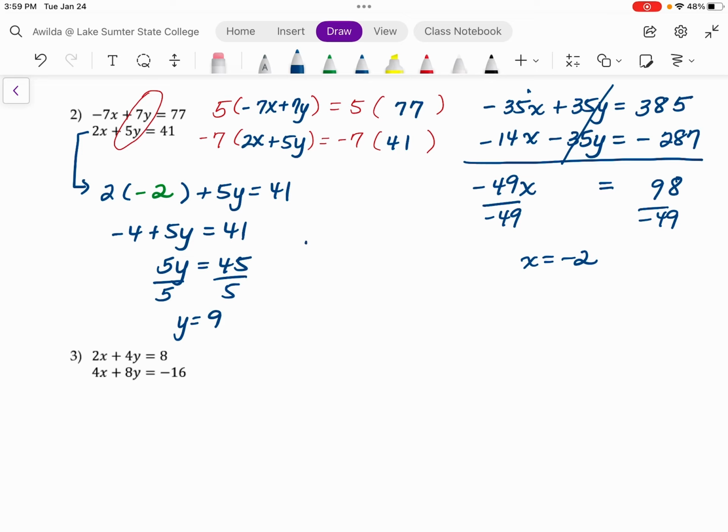So that means that we have a single solution. It is the ordered pair, negative 2 for x, 9 for y. And again, we're going to use the curly brackets to indicate that this is a solution set. Looks like there's a single point of intersection, which means that the system is consistent and independent.